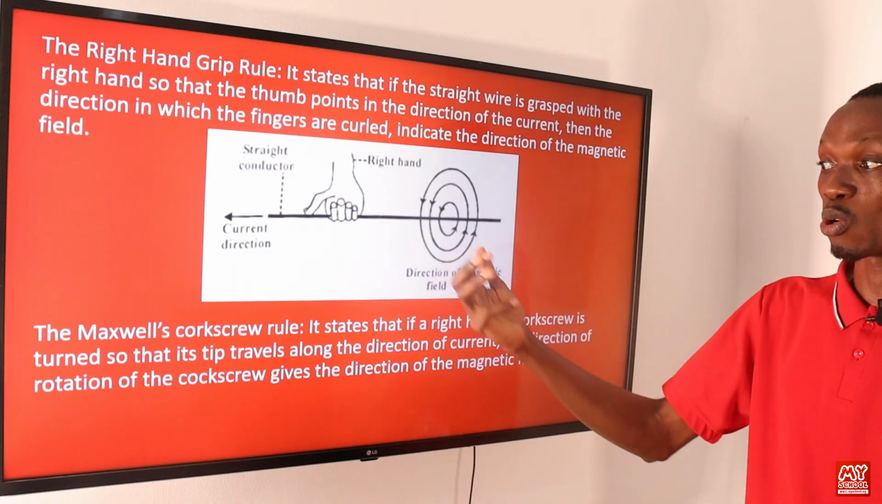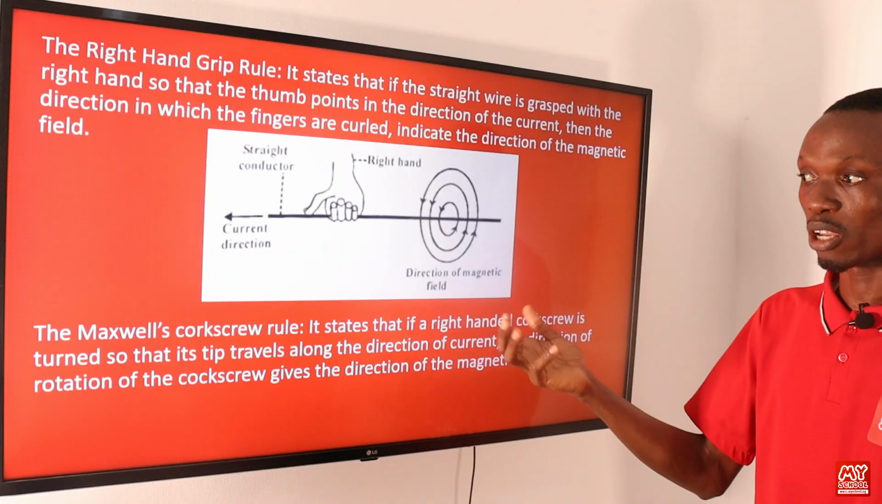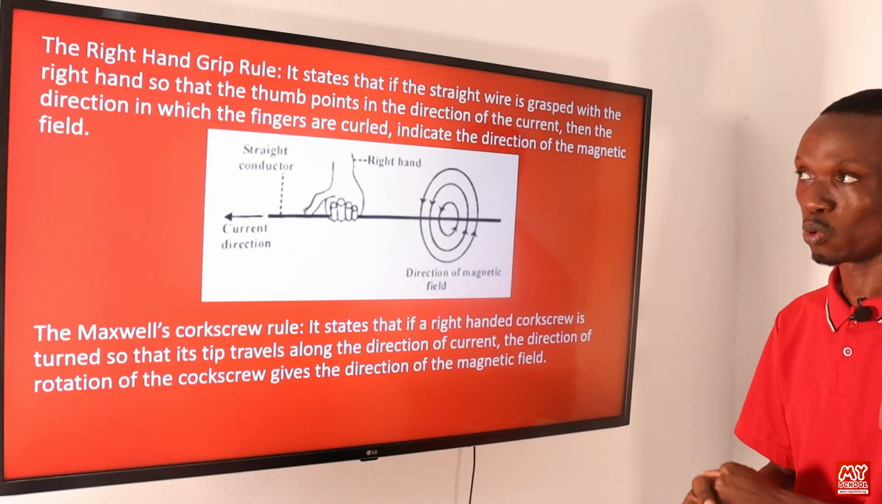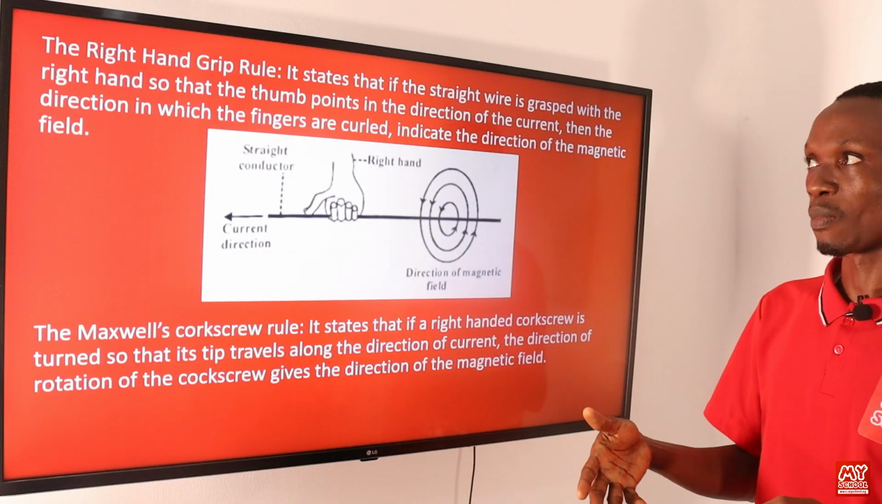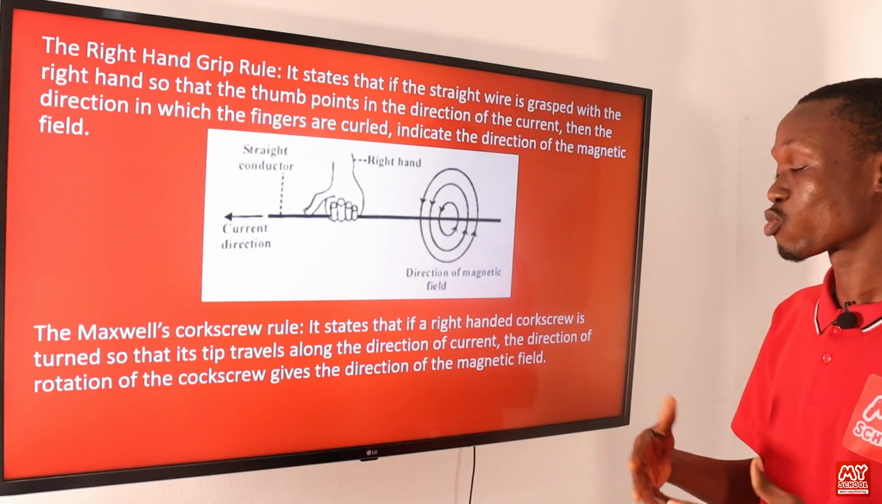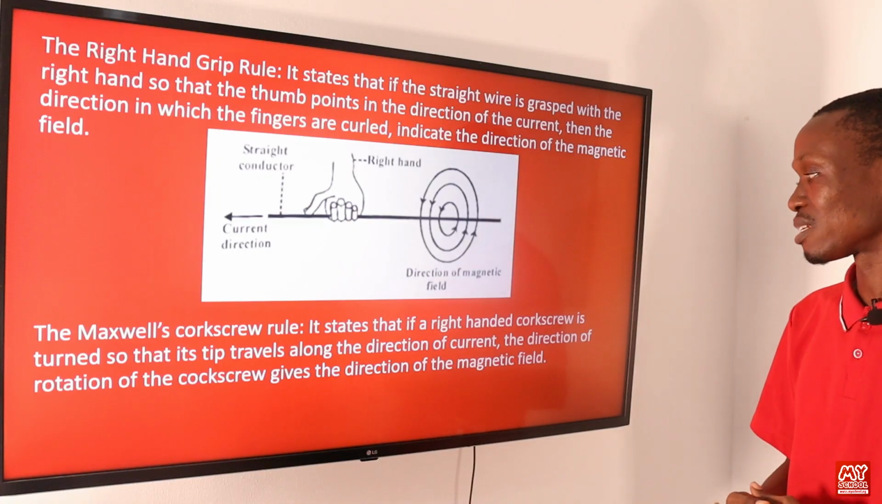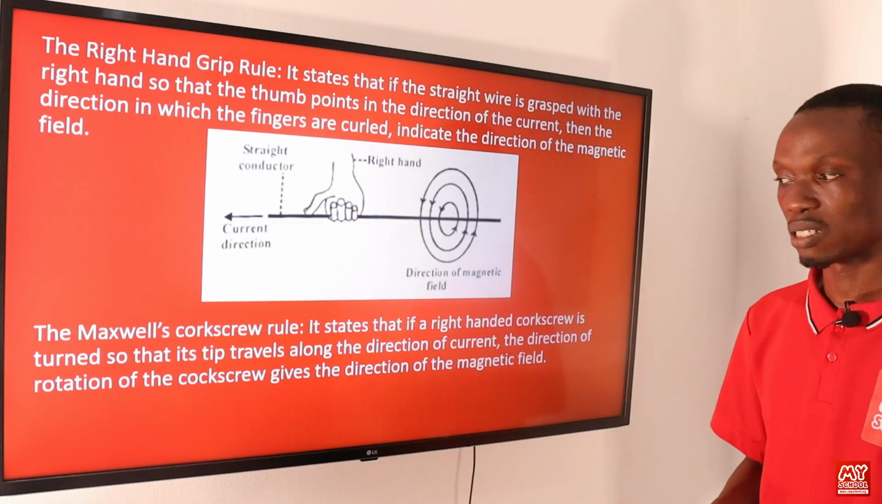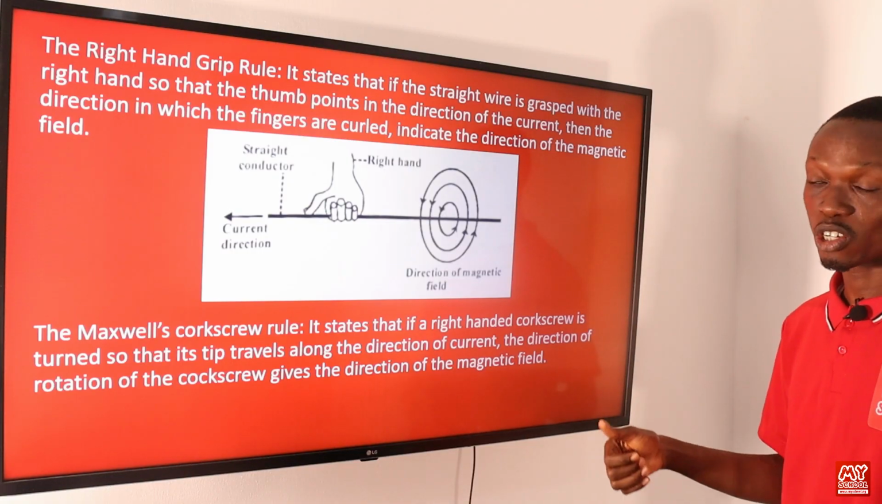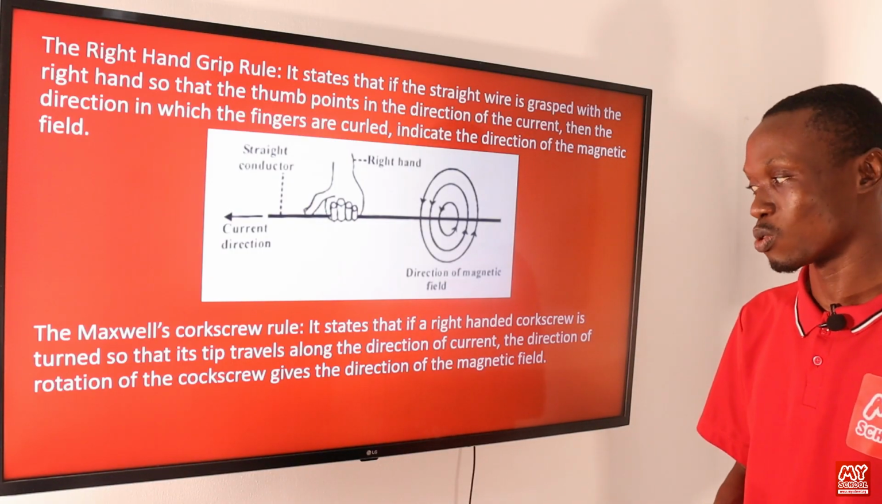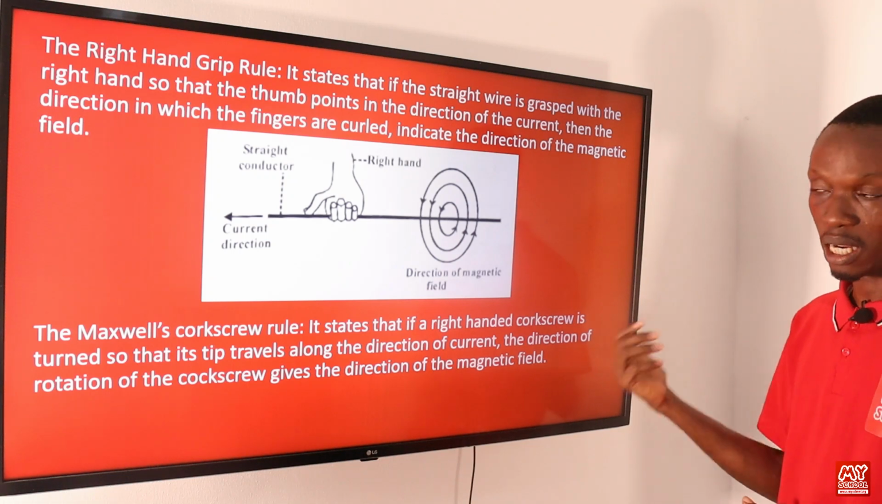Okay, so there's another rule called the Maxwell corkscrew rule, which also shows the direction of the magnetic field in a conductor carrying current. This rule states that if a right-handed corkscrew is turned so that its tip travels along the direction of current, the direction of rotation of the corkscrew gives the direction of the magnetic field.